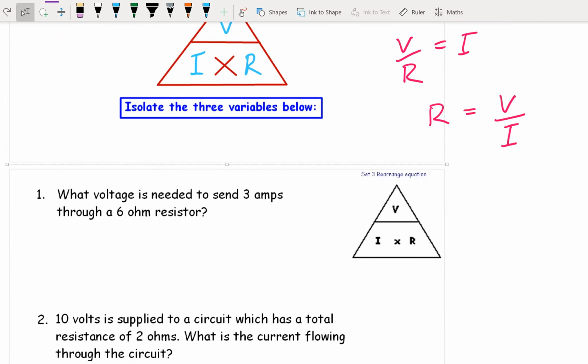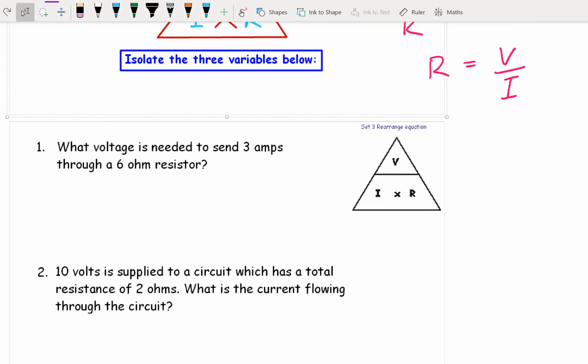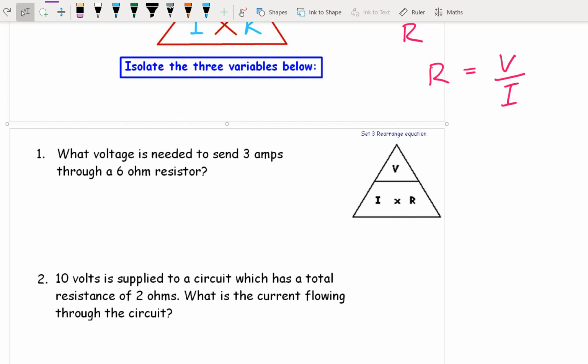Here we go. So, read the question. What's needed straight away? The voltage. You don't have to read any more of the question. Voltage V equals I times R. And then we put in the workings. So you get 1 mark there for writing down the correct equation. Then what you do is you put in your workings.